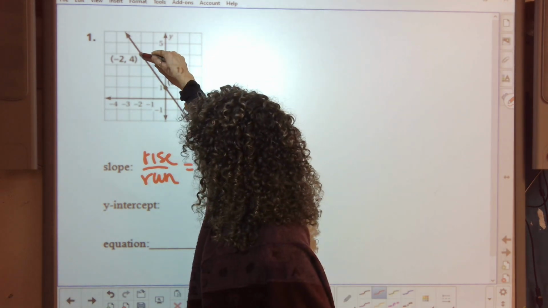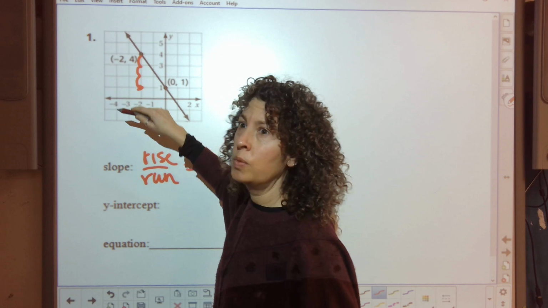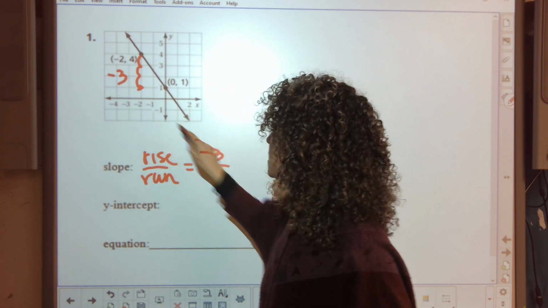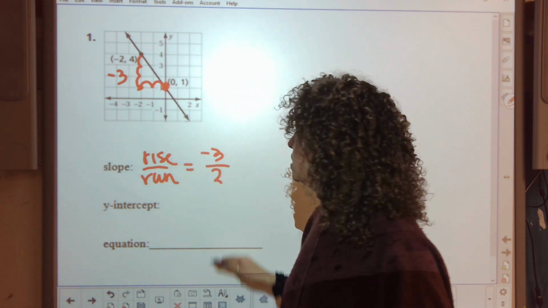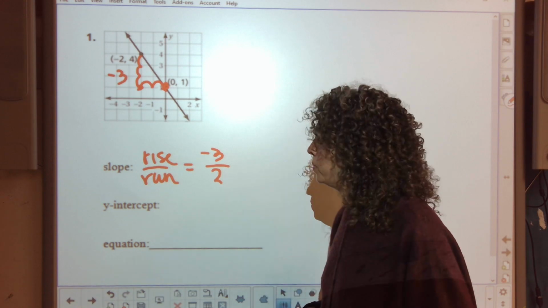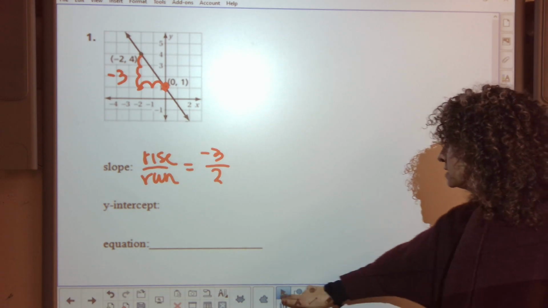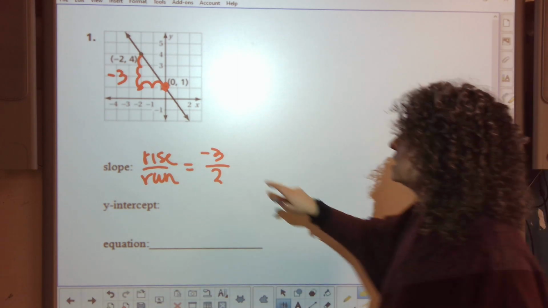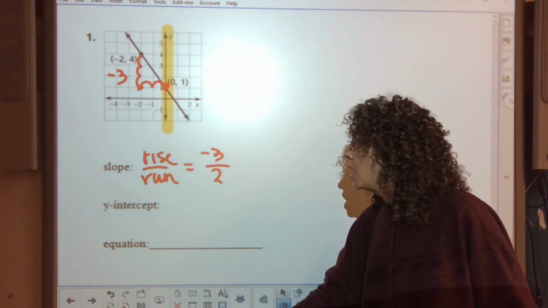So on my graph, I'm going to do my rise, which in this case is a -3. So the rise is -3. And my run, which in this case is a +2. So I have a slope of -3/2. So there's my slope. My y-intercept, again, is on my y-axis. So I'm going to look at my y-axis to find that y-intercept there.